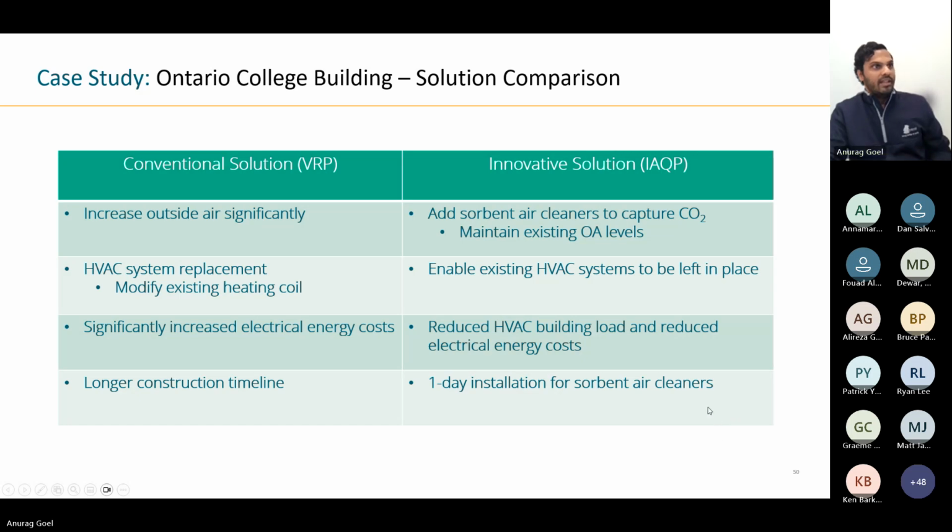So in this project, the design team was able to use air cleaning and use the IAQP to offset the need for new ventilation systems with air cleaning, enabling existing infrastructure to be left in place and be reutilized with some refurbishment. And it was essentially able to reduce the total load as well as the energy usage for the site.